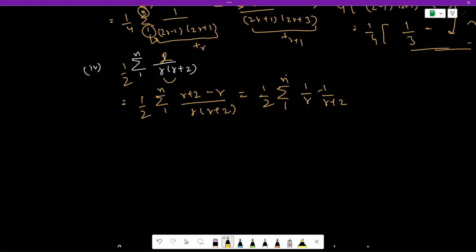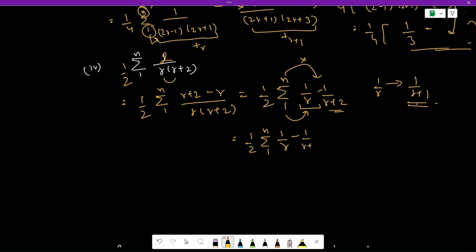Now here we cannot just directly put these limits. As you can see, if the function is here 1/r, so putting r equal to r+1 gives us this term, but it is not present here. But here it is r+2, so we cannot use it directly. So what we can do is we can just add and subtract 1/(r+1) here. So this will be equal to 1/2 summation 1 to n of (1/r − 1/(r+1) + 1/(r+1) − 1/(r+2)).